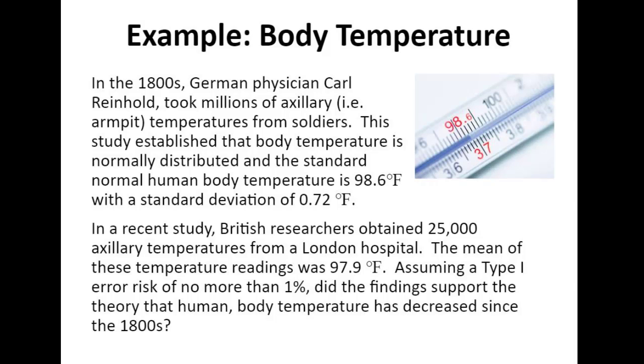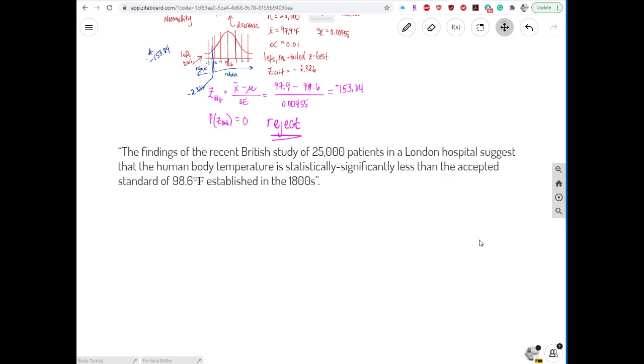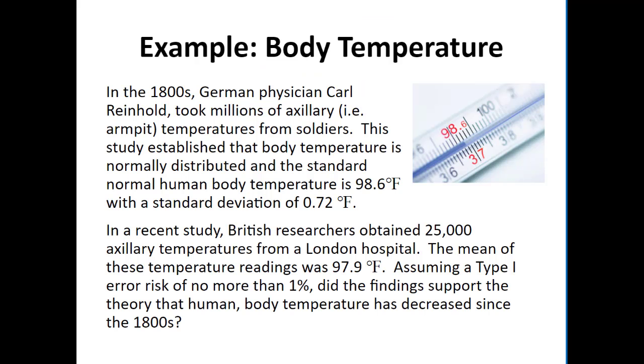So in the context of the study, we can say the findings of the recent British study of 25,000 patients in a London hospital suggest that the human body temperature is statistically significantly less than the accepted standard of 98.6 degrees Fahrenheit established in the 1800s. I'm going to go ahead and quickly recap this, but you know I'm going to read this question again because I haven't read it enough, I guess.